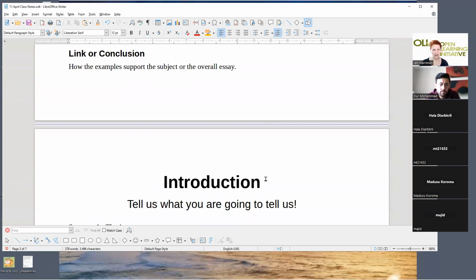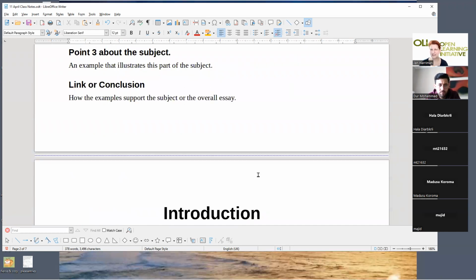And carrying on, how about essay structure? What's the kata that I taught you for essay structure? Can anyone remember it? Hala? Mandusu? Yeah, the introduction and the main body and then the conclusion. Yes. So tell us what you're going to tell us. Tell us what you told us.